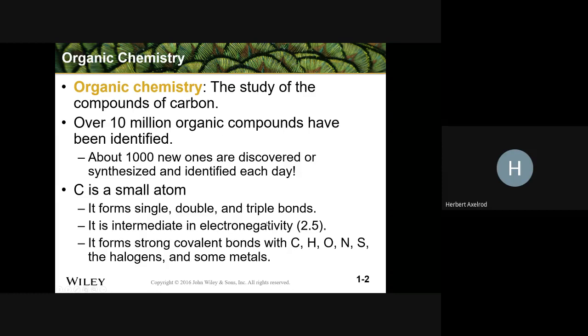It has an intermediate electronegativity somewhere between fluorine, which is very electronegative, and the alkali earth metals. And it forms really strong covalent bonds with other nonmetals, including other carbon atoms, hydrogen atoms, oxygen atoms, nitrogen atoms, and sulfur.